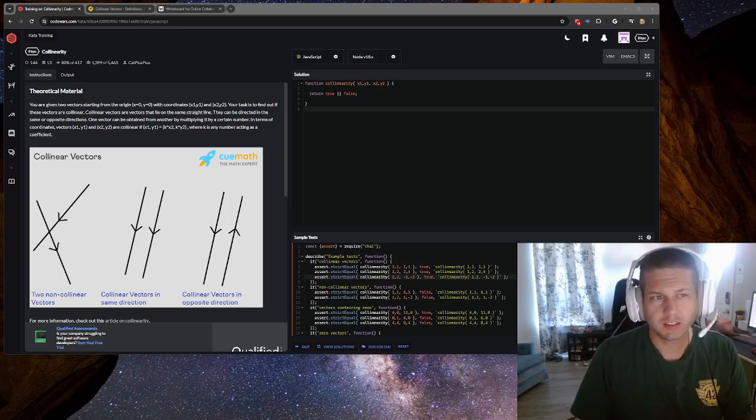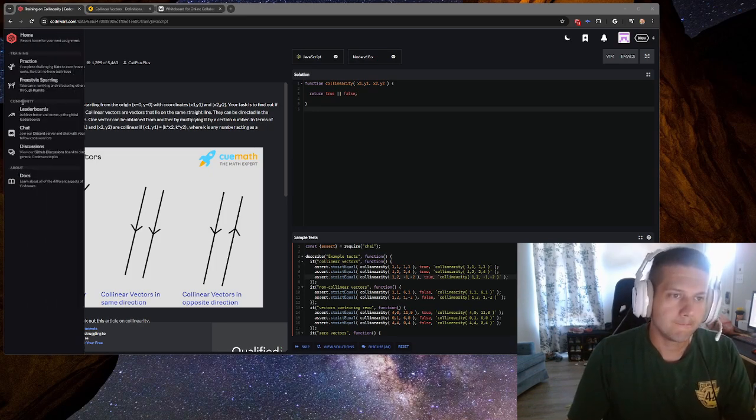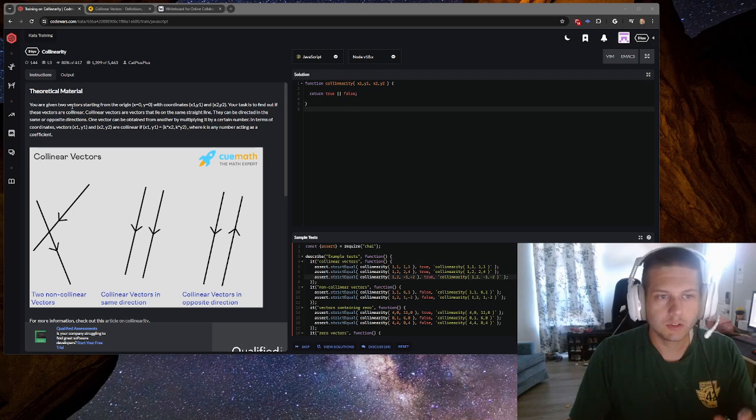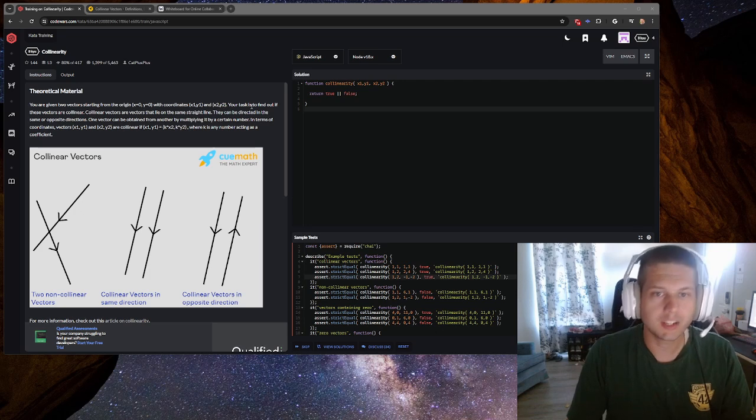Okay, let's explain this Codewars kata, collinearity. Take it from the top. You are given two vectors starting from the origin x0 and y0 with the coordinates x1, y1, and x2 and y2. Your task is to find out if these vectors are collinear. Collinear vectors are vectors that lie on the same straight line.